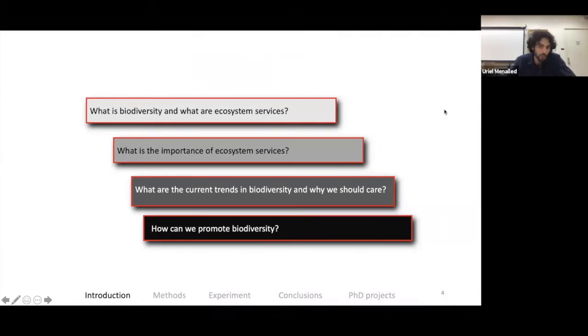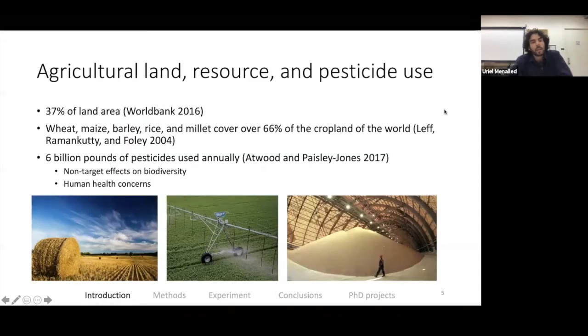And so when I finished high school, I decided to study agriculture. And I chose to study agriculture because I learned that agriculture covers about 1/3 of the world's land area. And 66% of agricultural land is dedicated to 5 crops. So as someone who was interested in promoting biodiversity, I realized that agriculture has, or at least conventional agriculture has, a tremendous homogenization effect on biodiversity.